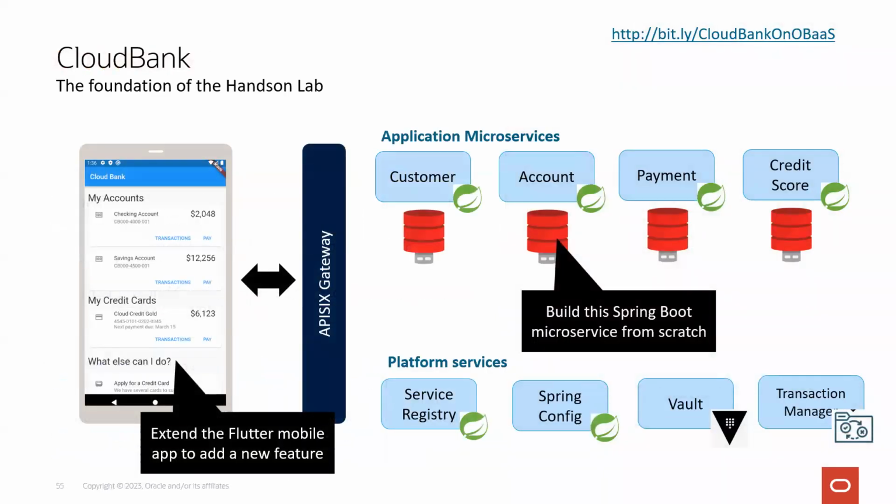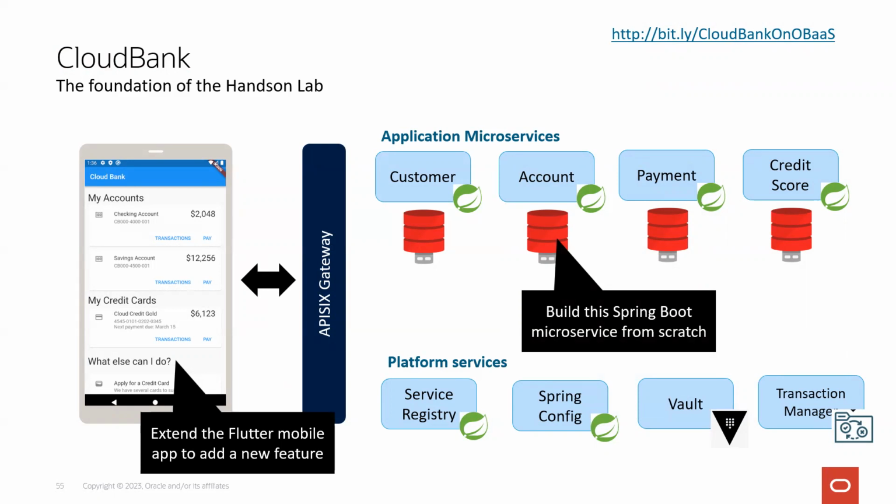So this is how Cloud Bank looks in a picture. The account service is the one you're going to build from scratch. For the platform services, we're using a service registry, the config server, Vault, and the transaction manager for the saga. We provide you with the customer, payment, and credit score microservices, all of them running on the PDB, obviously, because that's the way you do it. We have the Flutter mobile application on the left-hand side, where you're going to add a feature and talk through the API gateway to the backend services.